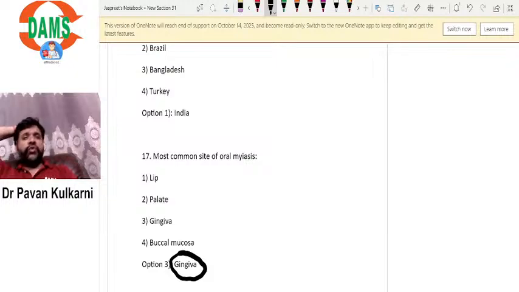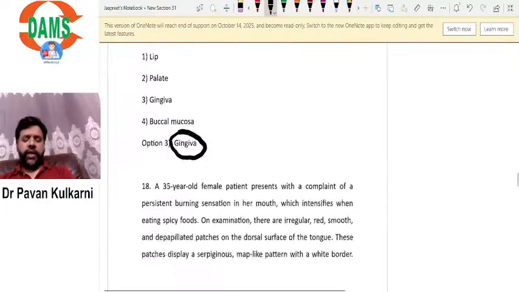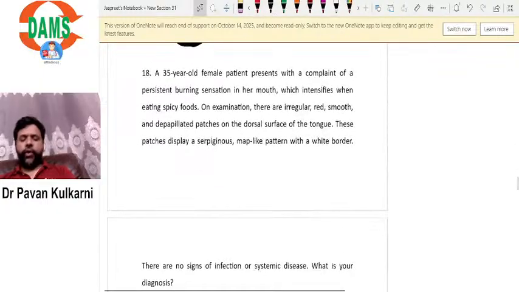As soon as the patient opens the mouth, from the gingiva you will see small larvae coming outside. There are myiatic organisms. That is why it's called oral myiasis. So remember, gingiva is the most common site where you will see oral myiasis. Okay, moving on to the next question.